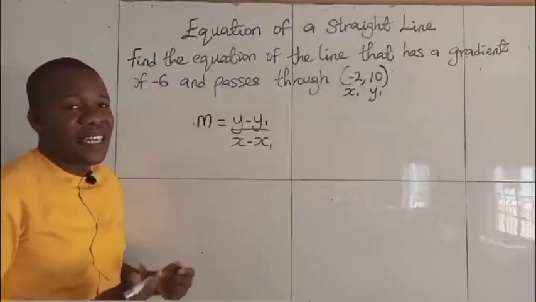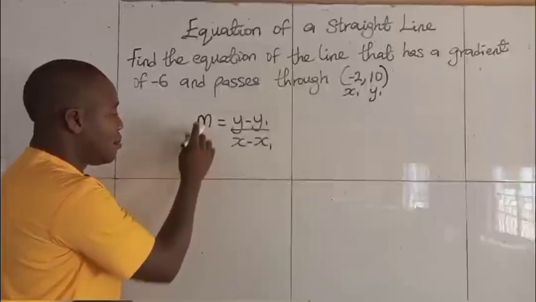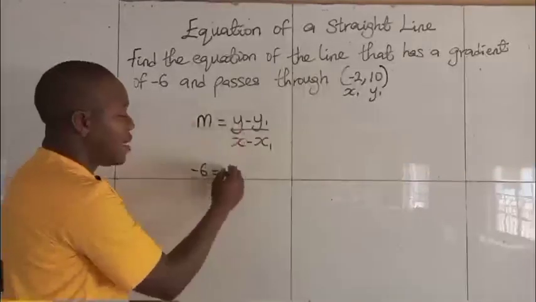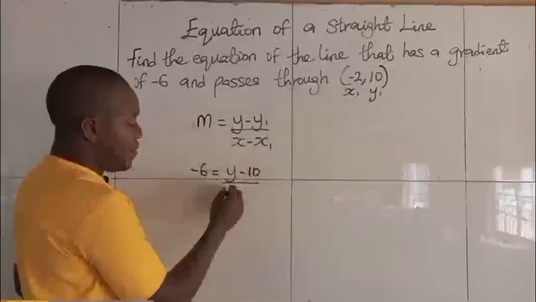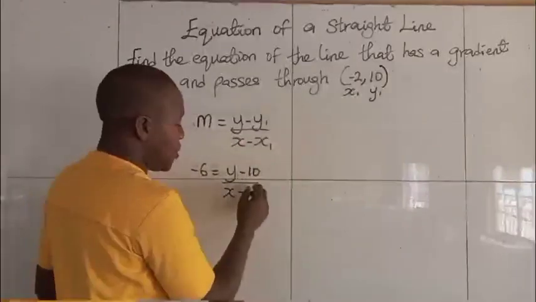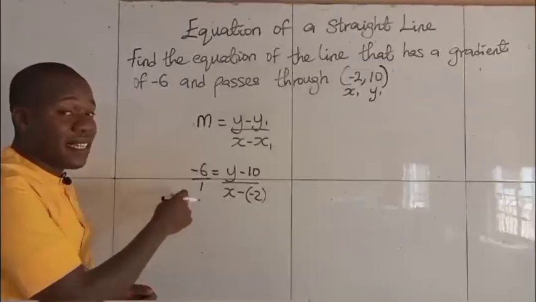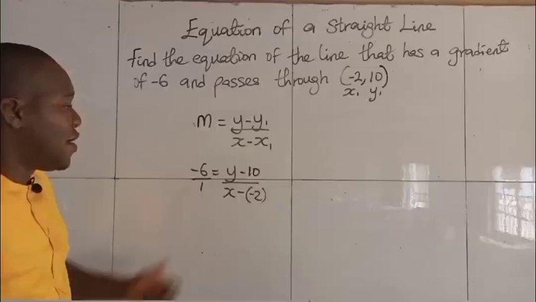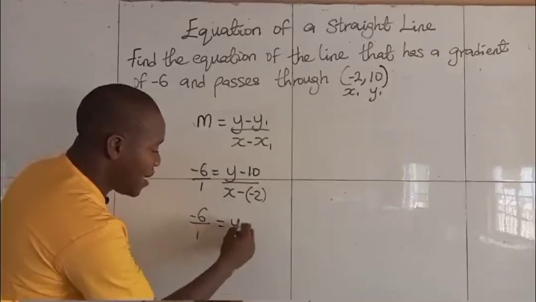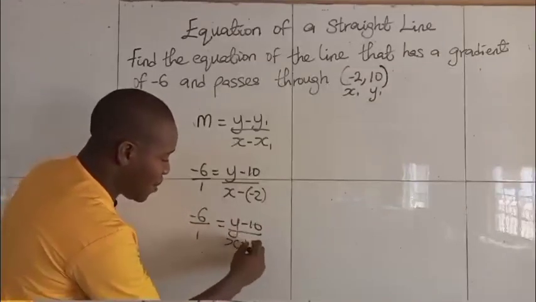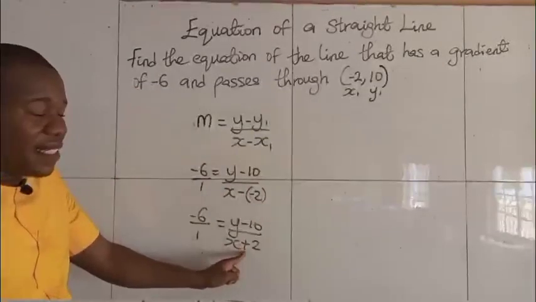I can then substitute and generate the formula for the equation of this straight line. So m is -6, equal to y, the variable point, minus y1, which is 10, all over x, the variable point, minus x1, which is -2. So there is another minus sign. I write -6 as -6 over 1, because when 1 divides anything, it remains the same. I've not changed anything. We can now simplify further. This gives me -6 over 1 is equal to y minus 10 over x plus 2, because a minus sign multiplied by a minus sign gives a plus sign. So this is what we have.